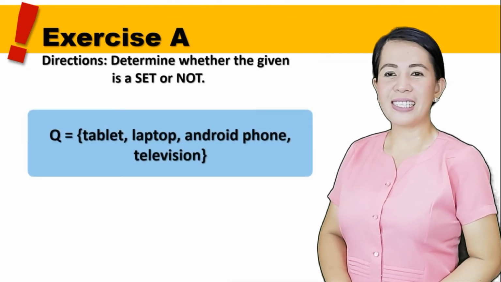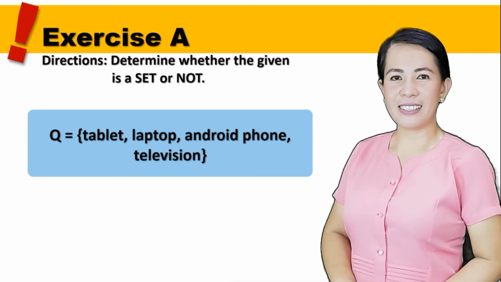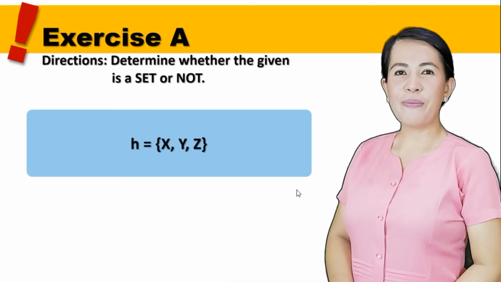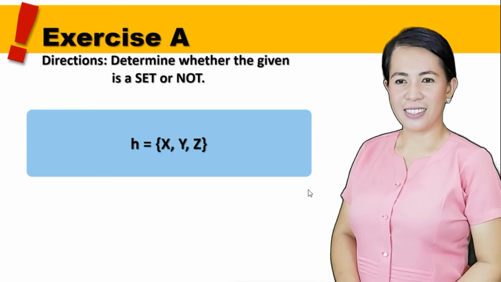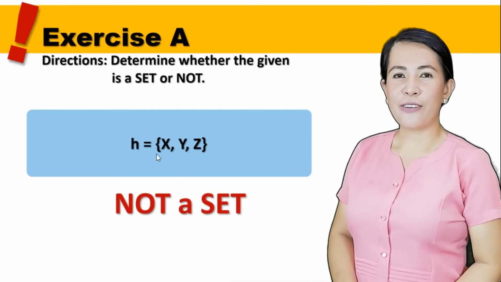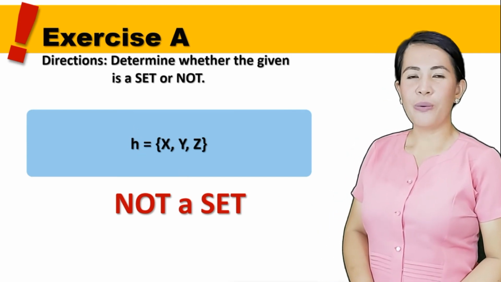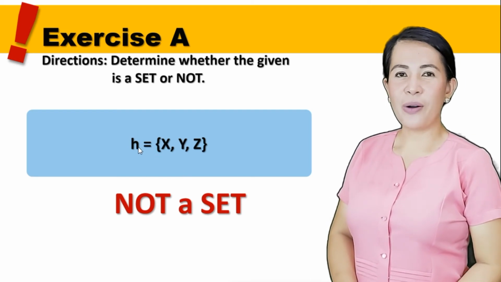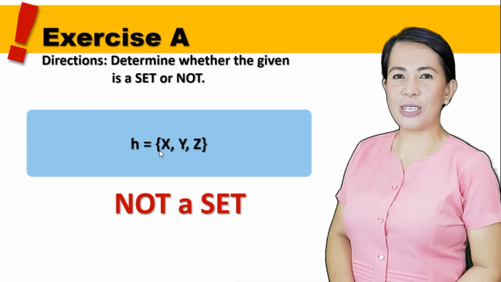Queue that contains tablet, laptop, Android phone, and television. Is it a set or not? Yes, it is a set. How about this given? Is it a set or not? No, it's not a set. Why? If you can still remember, a set is denoted by a capital letter, while elements are denoted by a small letter. So in this case, our set is denoted by a small letter, while our elements are denoted by a capital letter.